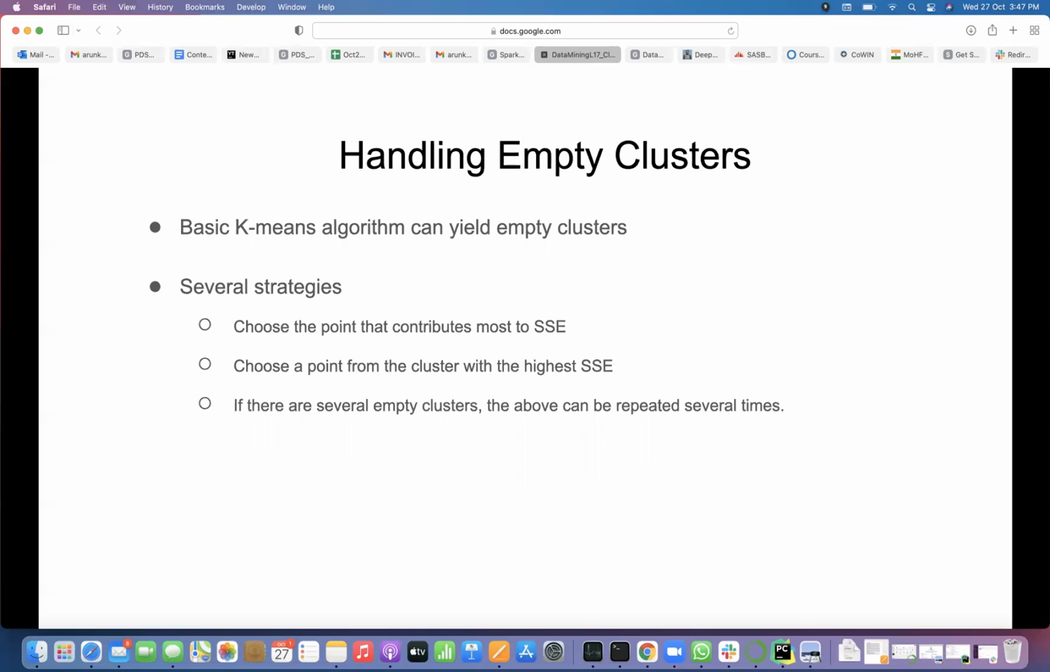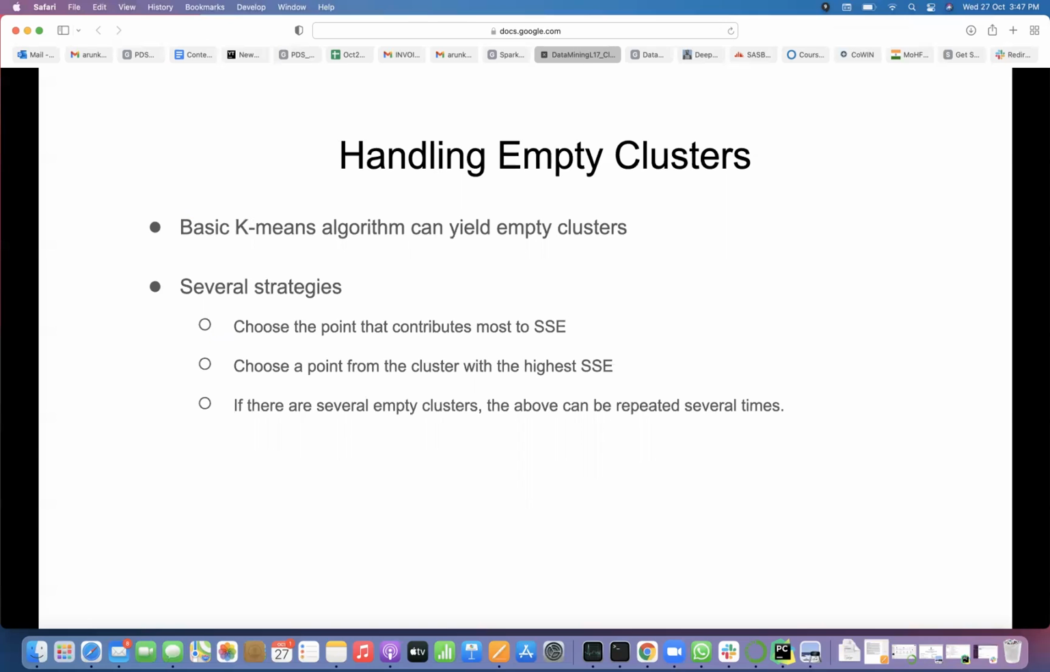Several strategies: choose the point that contributes most to SSE. Choose a point from the cluster with the highest SSE. If there are several empty clusters, the above can be repeated several times.